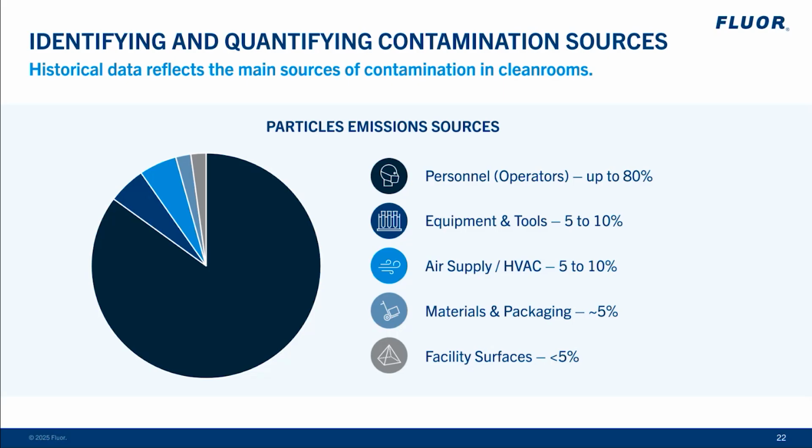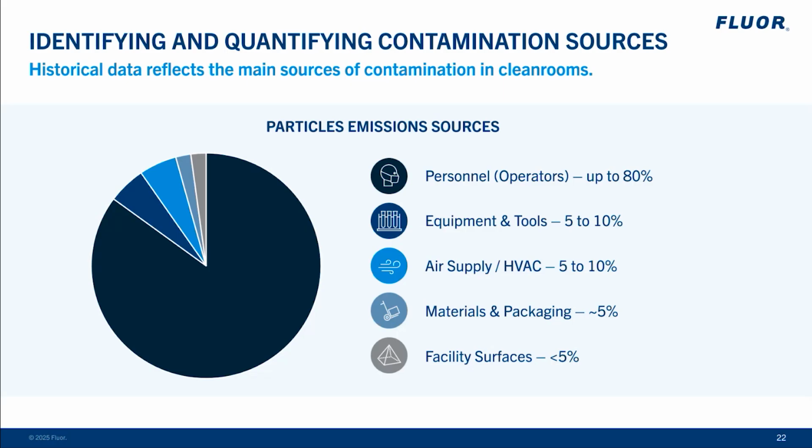Following our approach, historical data shows that the main sources of contamination in cleanrooms vary. The largest contributor is personnel, responsible for up to 80% of total emissions. This includes shedding skin particles, hair, breathing, and fibers from clothing. Other sources have a much smaller impact.